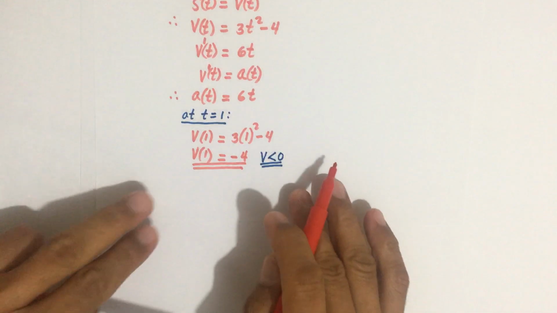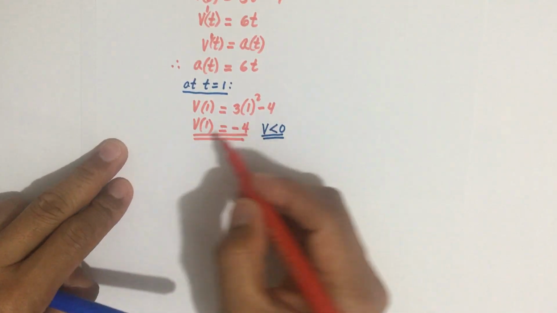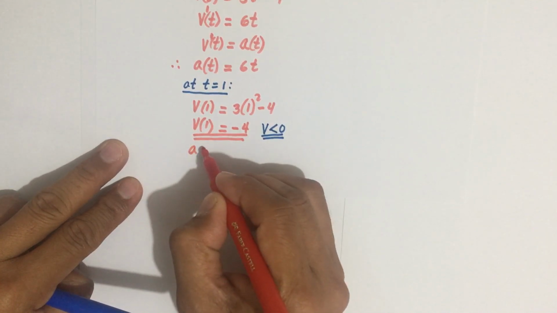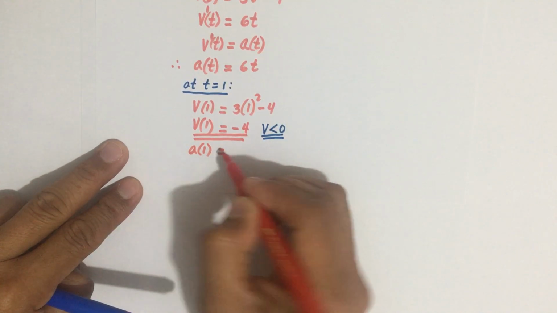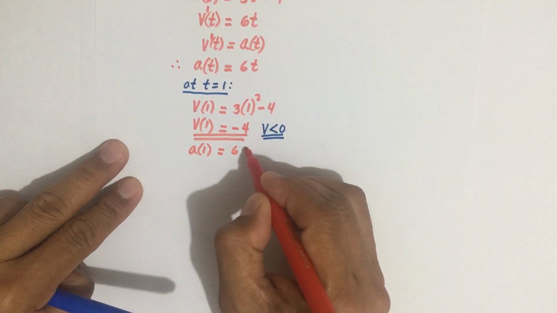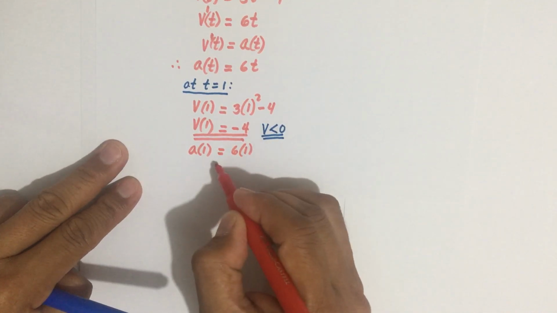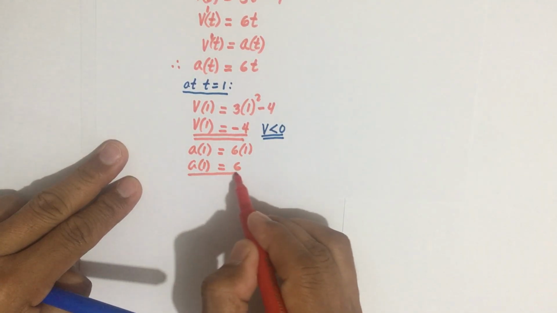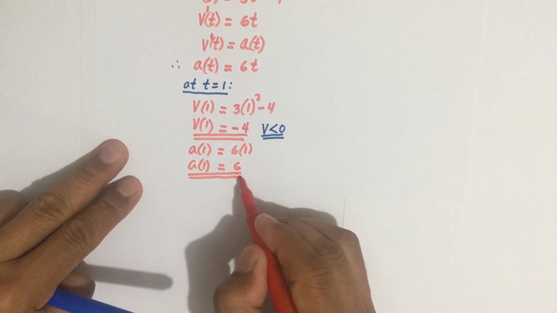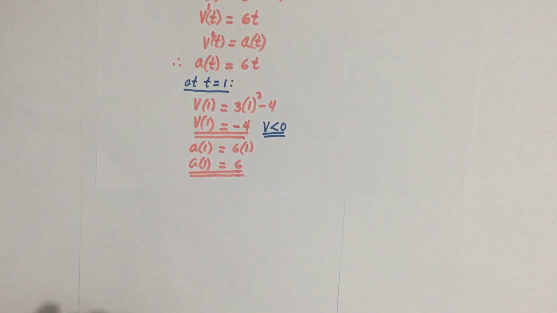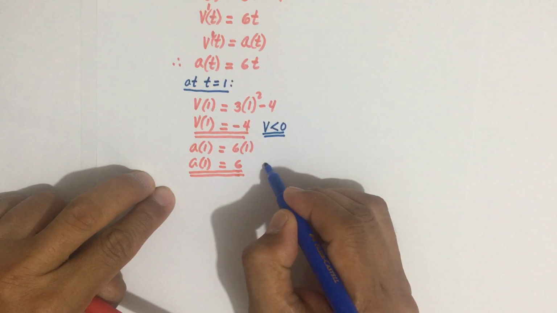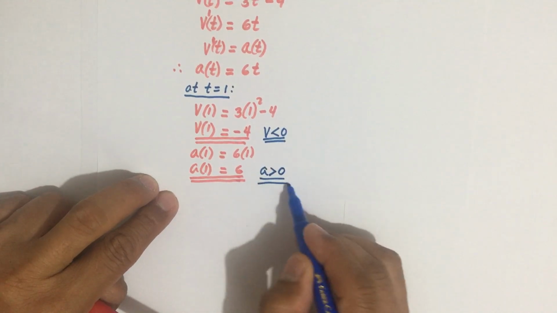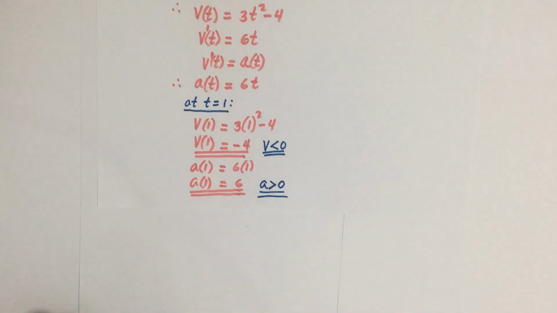How about our a of t? So we'll solve for a when t is equal to 1. So a of 1 is equal to 6 times t, with t equal to 1, so 6 times 1. So a of 1 is equal to 6. So we can say that our acceleration a is greater than 0. Okay, because a is positive, so greater than 0.